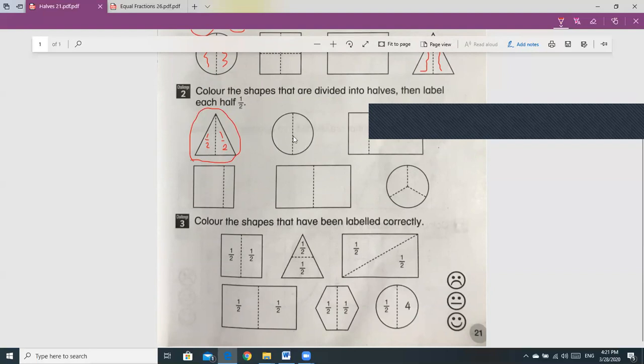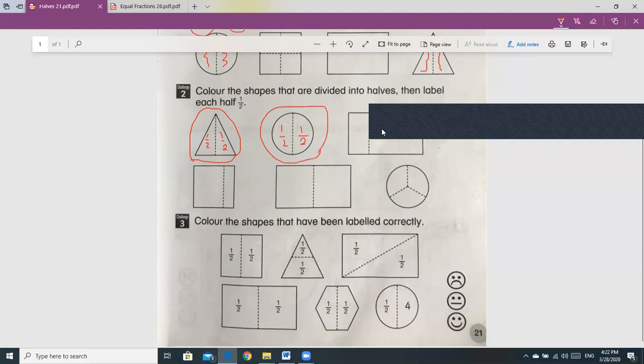Okay, is this shape divided into halves? Yes, they are two equal parts. It's half. So write in this: this is half, and this is half. And I'm going to circle it.